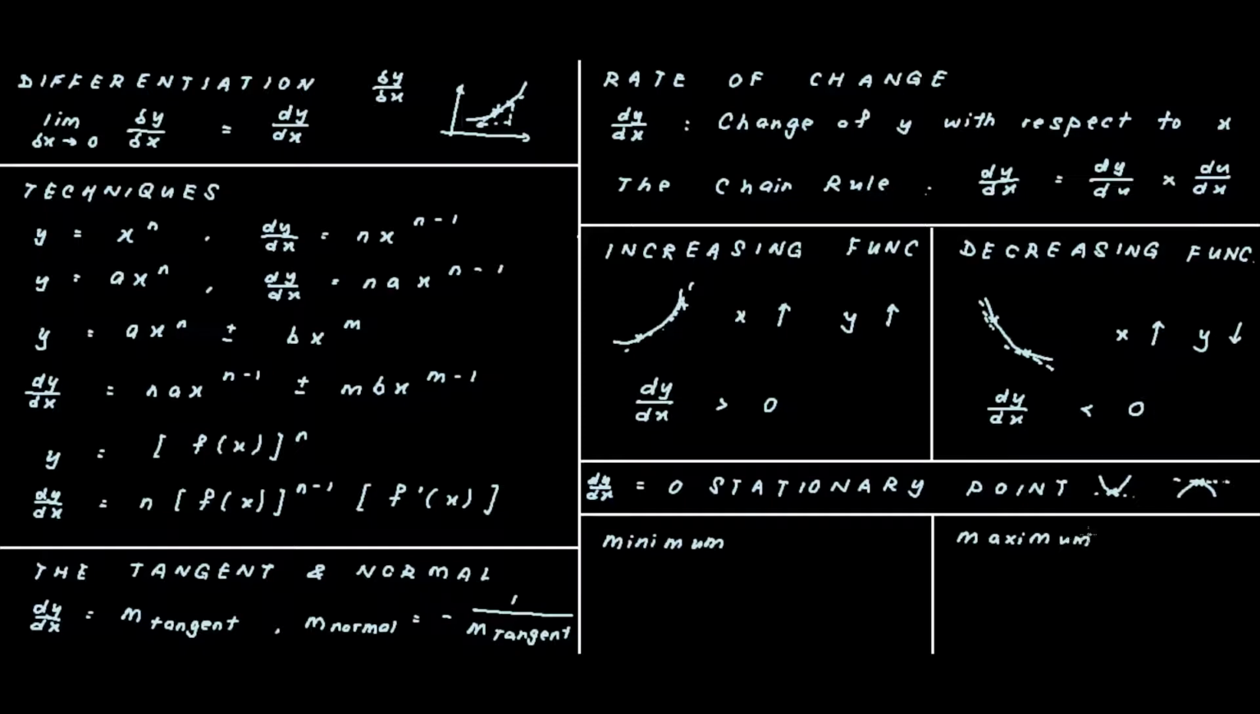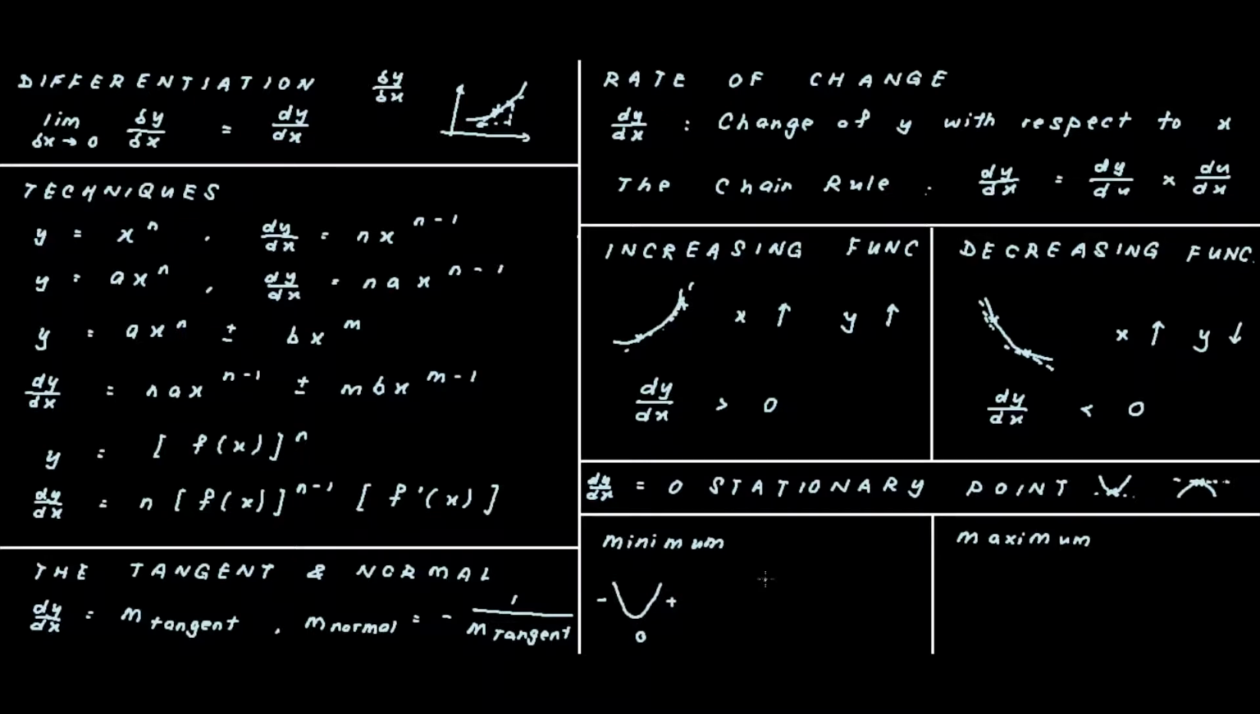Okay, so a stationary point basically means that dy/dx equals 0. It doesn't decide whether it's a minimum or a maximum, so you need to do further working to find out which. If it's a minimum, it will look something like this. You can imagine this part is a decreasing function, so your gradient will be negative, then you reach 0, then positive.